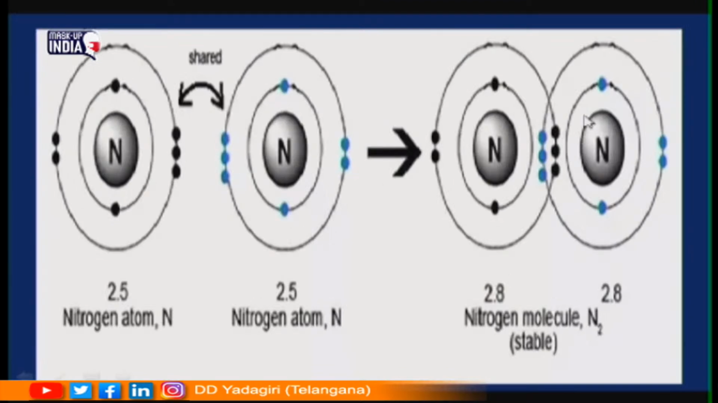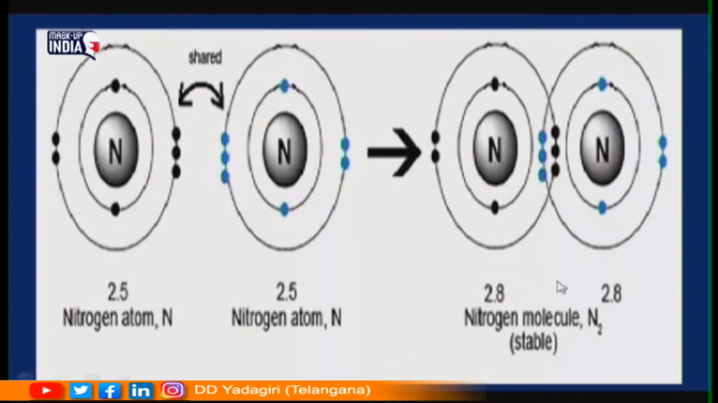If you look at this picture, children, now this nitrogen atom, when it shares 3 pairs of electrons, has got octet configuration, and even this nitrogen atom, after sharing the electrons, has also acquired 8 electrons in the outermost shell. Now it is stable with octet configuration. Before combining with each other, they had a 2, 5 electronic configuration, and after combining, the electronic configuration is 2, 8.